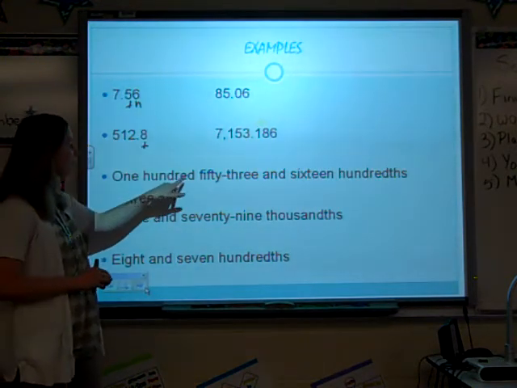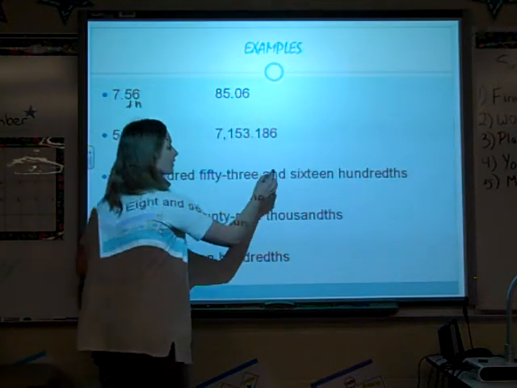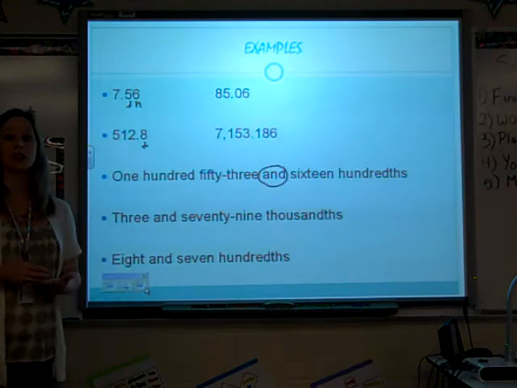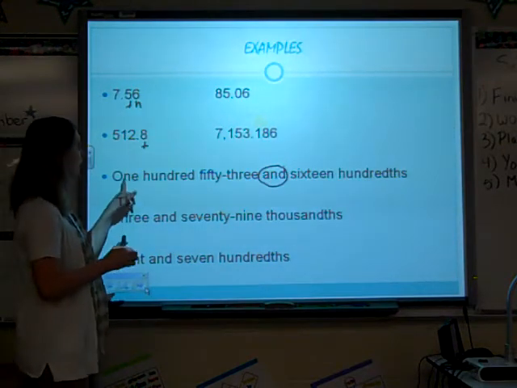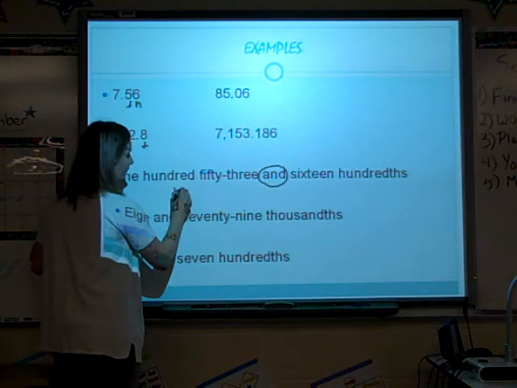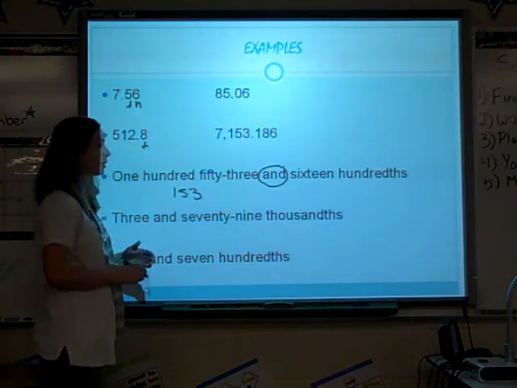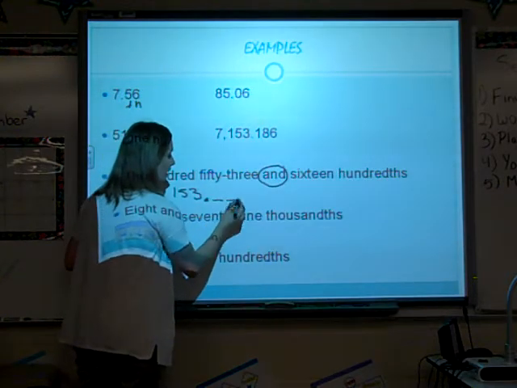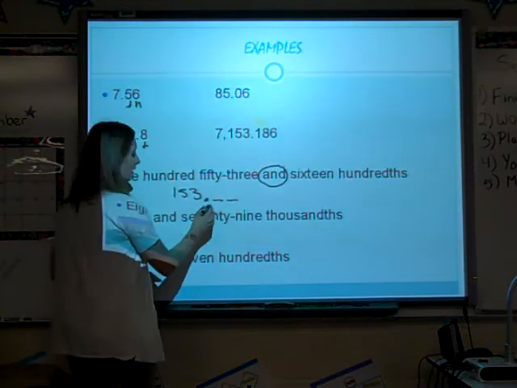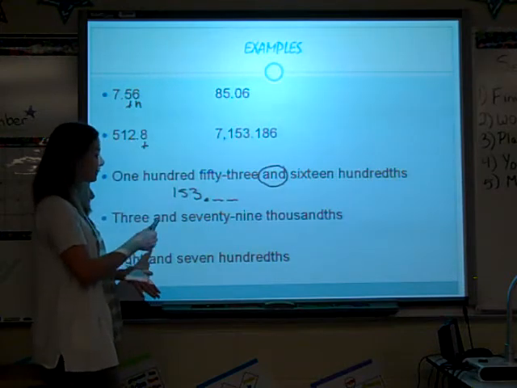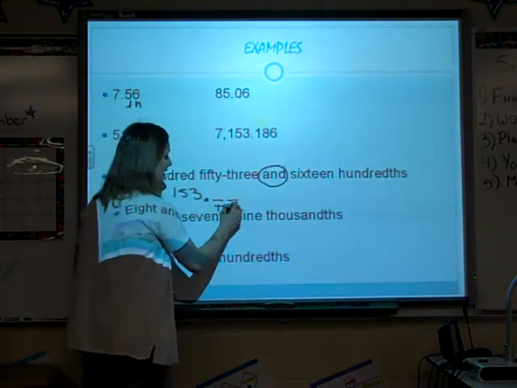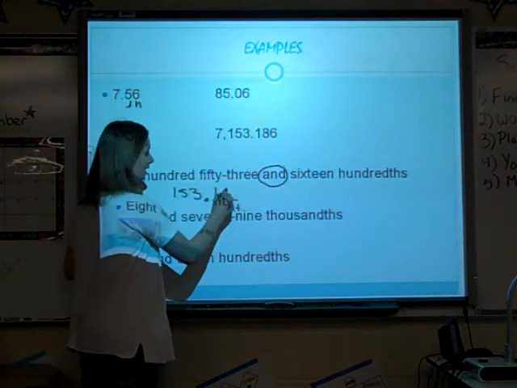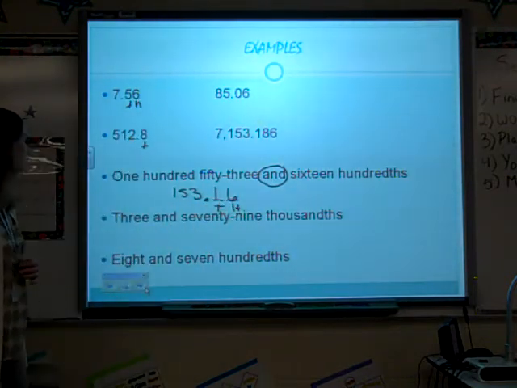This is 153 and 16 hundredths. Anytime you see the word "and" when you're reading a number in word form, circle it, because that's where your decimal point is going to go. So we have 153. You write that out like any other number. And 16 hundredths. Make sure you end in the right place value. So we've got, let's take it to the right of the decimal point. We've got tenths, hundredths, and we don't need the thousandths, because we need to have 16 hundredths, and it ends in the hundredths place there.